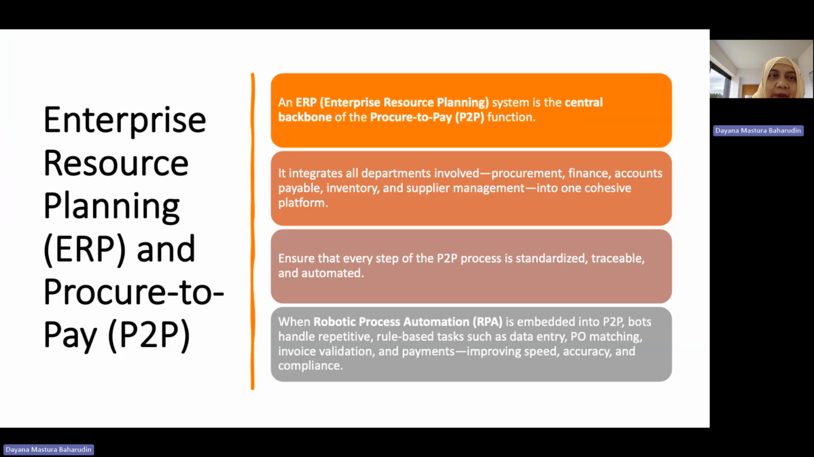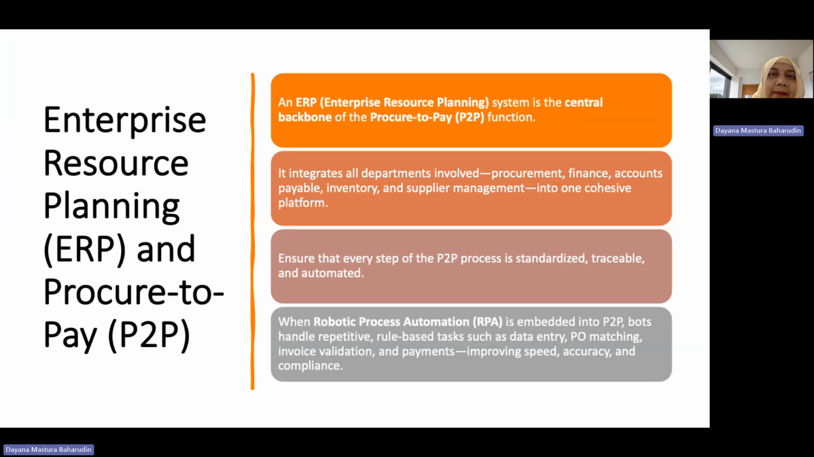So to support the whole department of procure to pay, you would have ERP, enterprise resource planning, and this system is very brilliant. It's like a platform where they integrate everything from procurement, finance, accounts payable, inventory, supplier management into one platform. Excellent. This is very good. You've probably heard of it already, like SAP, Oracle.